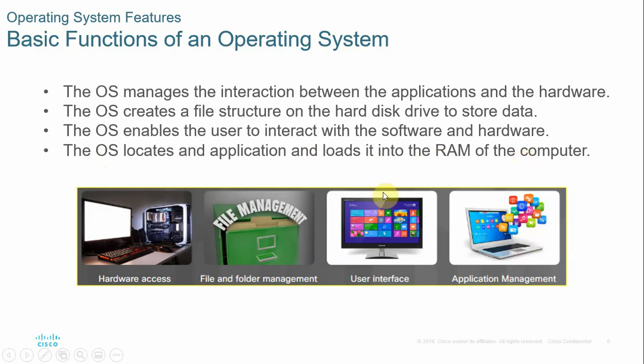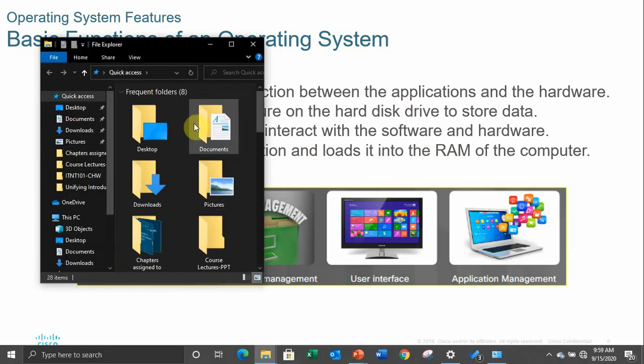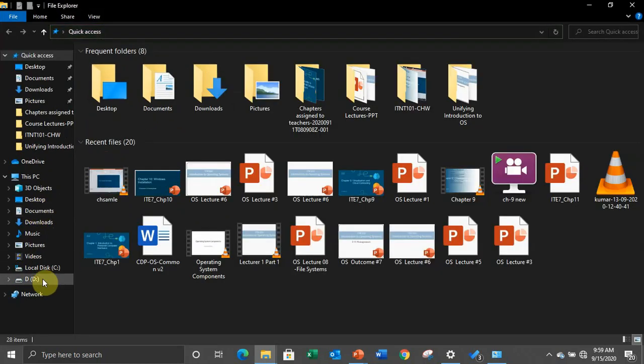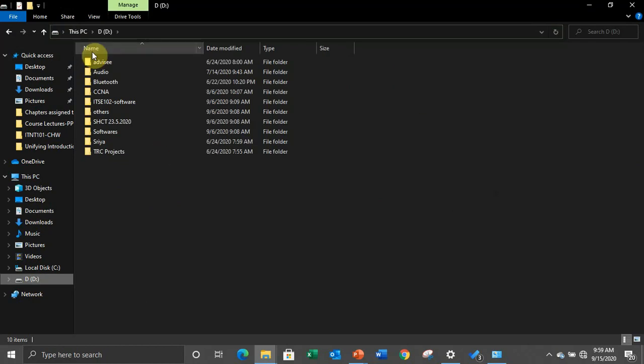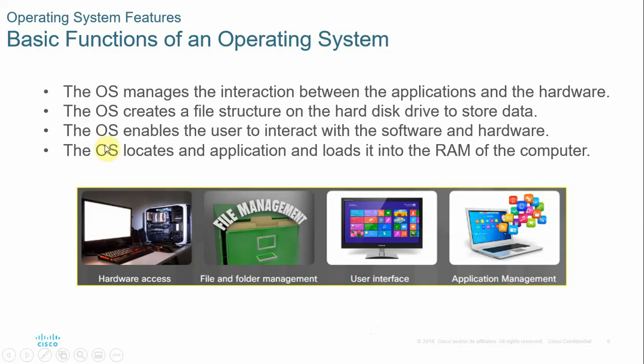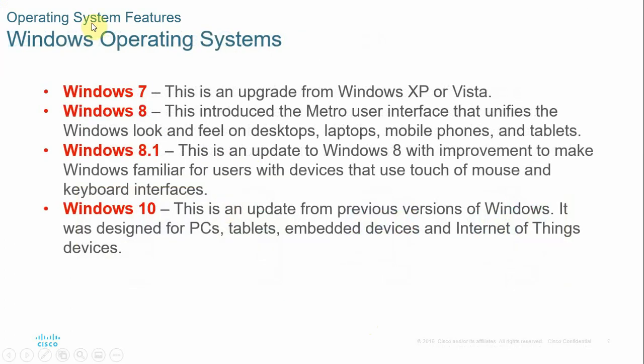I will show you where your file management is. These are the different drives. You can see the C drive and D drive on my laptop. In my D drive, you can see the different types of files and folders available. That is related to file management.